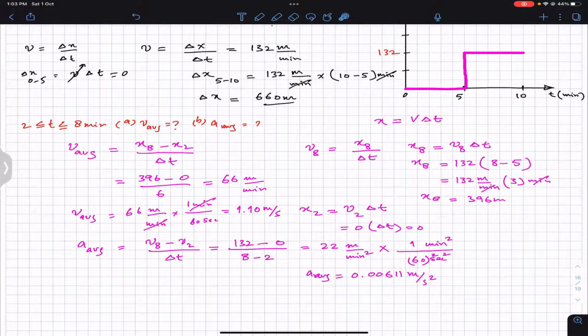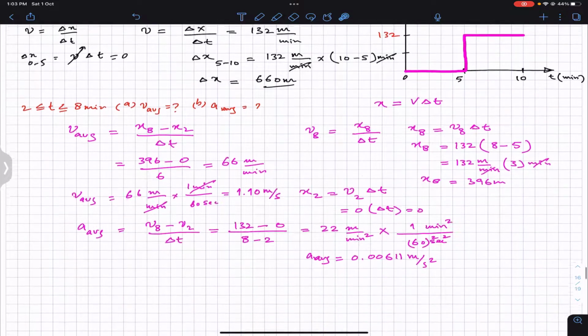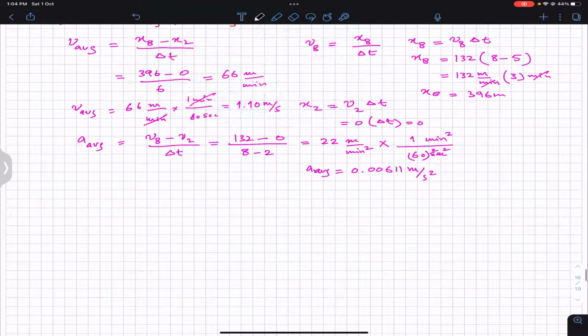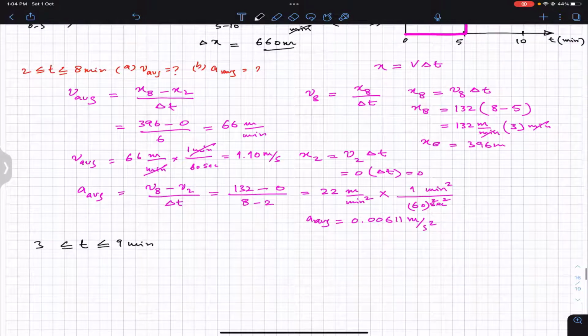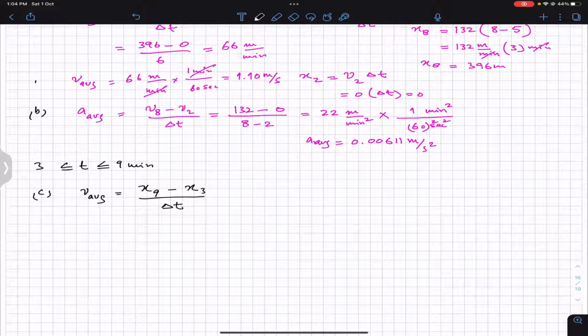Now for part C and D, it is said to again find the average velocity and average acceleration for the time interval 3 minutes to 9 minutes. So for t greater than or equal to 3 and less than or equal to 9 minutes, this is the solution of part A, and this is B. Then C. C is again average velocity. So average velocity will be x9, the position at 9 minutes, minus the position at 3 minutes, divided by the total time interval, that is delta t.